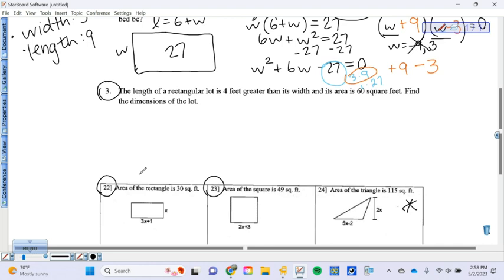Ooh, my brother is little. Now, we gotta get this next one.